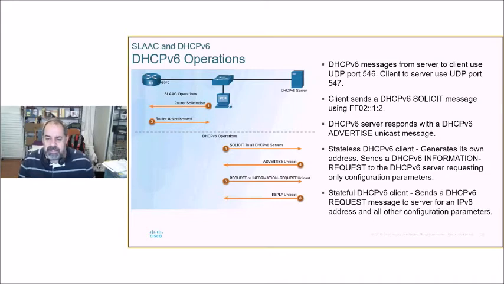And so basically, if it's a stateless DHCP, the client generates its own address and then sends out the information request, and the server responds with only configuration parameters. Or stateful, it sends out the request message to the server, and of course it will get all of its information, including addressing.